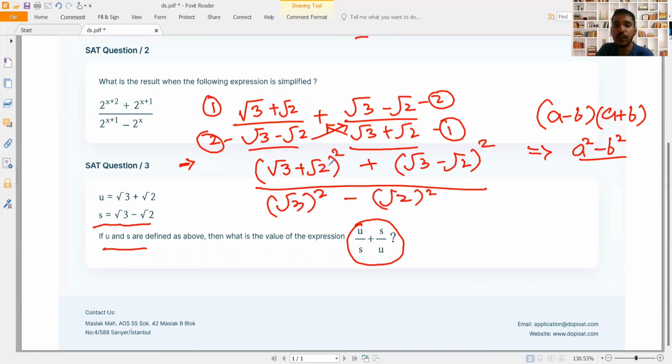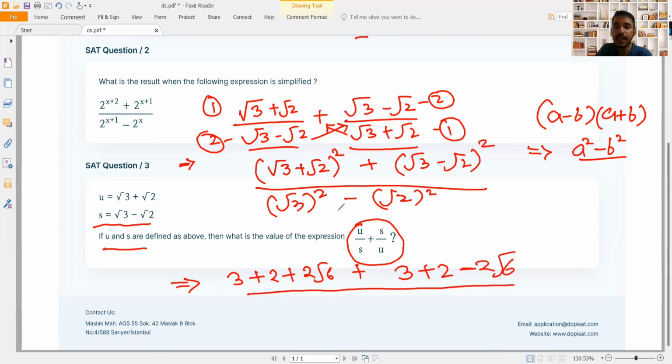If I open the bracket a plus b whole square, what is it? A square, which is 3, plus b square, 2, plus 2ab. So 2 into root 3 into root 2, which is 2 root 6, plus again 3 plus 2, minus, it's minus here, so minus 2ab, minus 2 root 6, divided by a square minus b square. What is a square? 3. 3 minus 2, which is nothing but 1. So the denominator is simply 1.